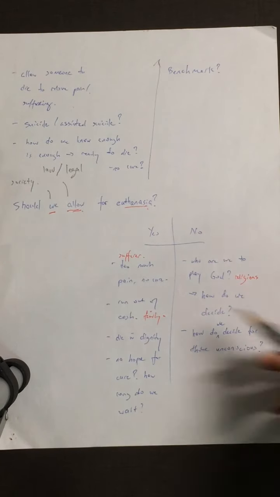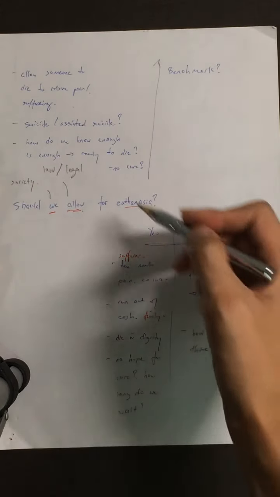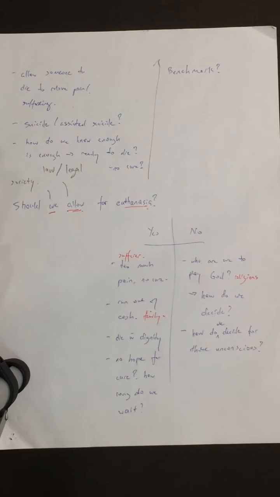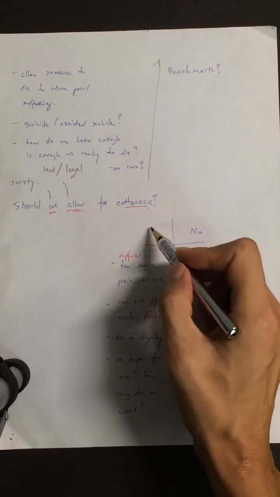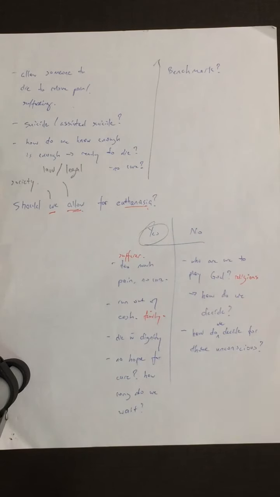oh dear, there are so many more points on this side than for this side. Therefore, what should my stand be? Obviously, I have to go for this. Okay, I can't go for no. I'm going to be in trouble. How am I going to argue? Right? Okay, so next, step 5.